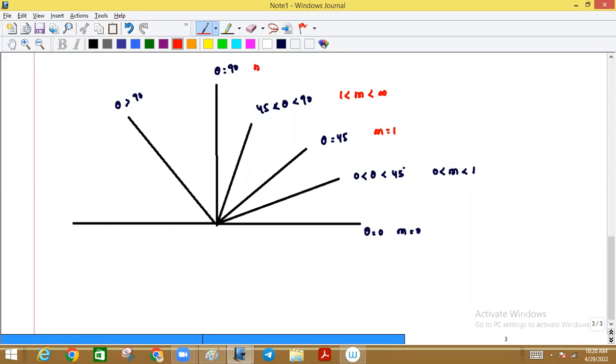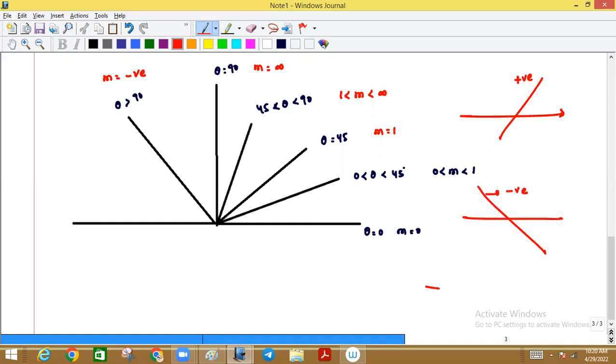When theta is 90, slope is generally called undefined. If theta is greater than 90, simply say m is negative. Tan theta from 0 to 90 increases. If it crosses 90, it becomes a negative slope. Now see which of the lines are positive slope and which are negative slope. If it makes an acute angle with the positive x-axis, positive slope. If it is an obtuse angle, what kind of slope is it? Negative slope. Slope of a vertical line is undefined. Slope of a horizontal line is 0.